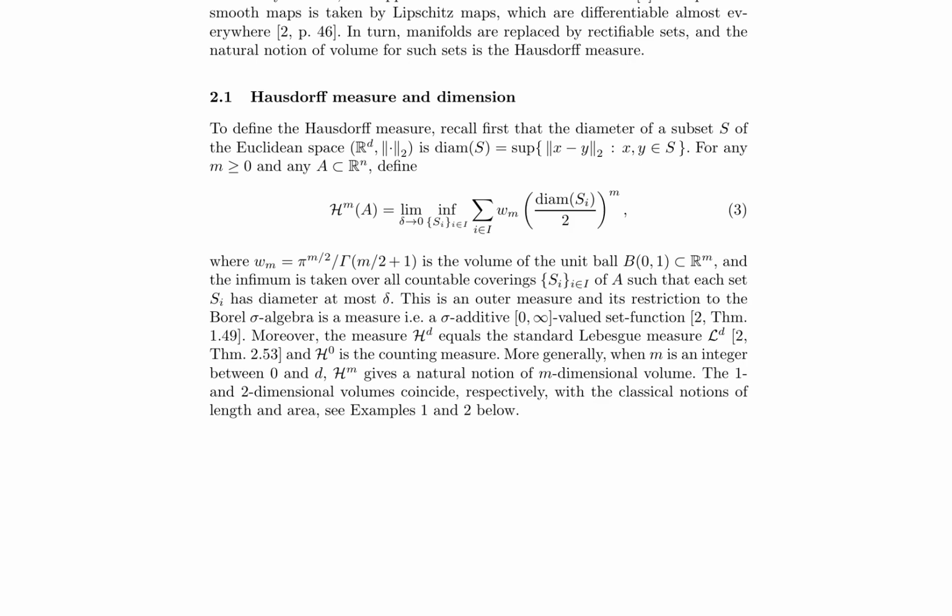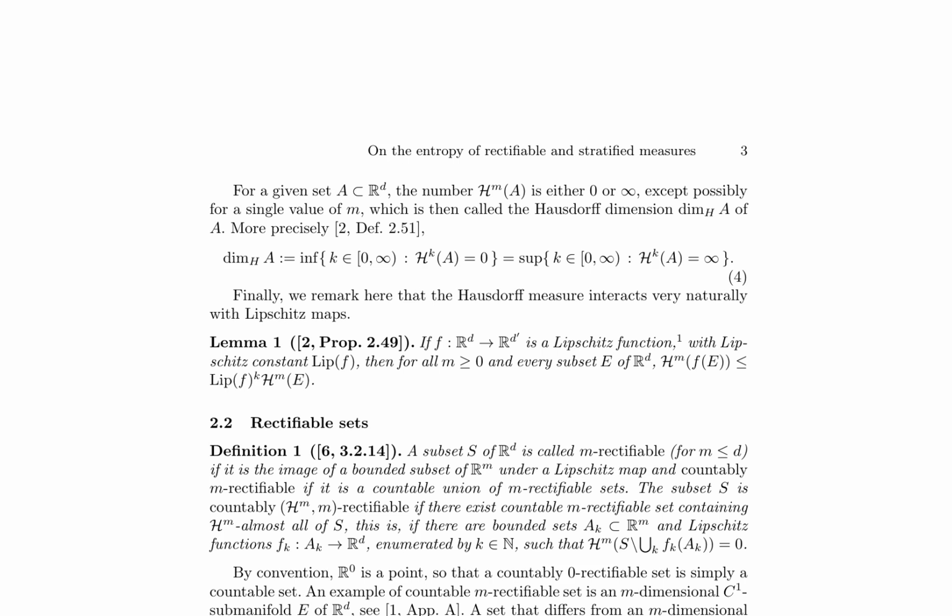across multiple disciplines. The concept of Hausdorff measure and dimension is introduced, focusing on rectifiable sets and their application in computing integrals. Hausdorff measure H^m(A) is defined for a set A in R^d, which can be either 0 or infinity, except for a specific value of m, called the Hausdorff dimension dim_H of A. The measure interacts naturally with Lipschitz maps, as shown in Lemma 1, where the measure of the image under a Lipschitz function is bounded by the product of the original measure and the Lipschitz constant.